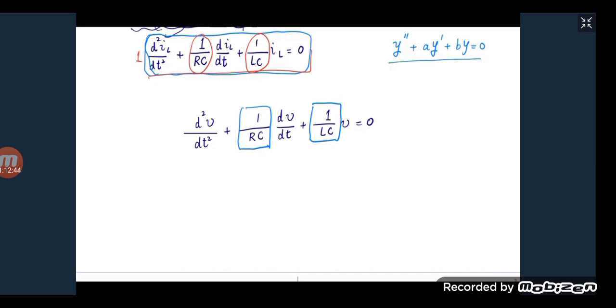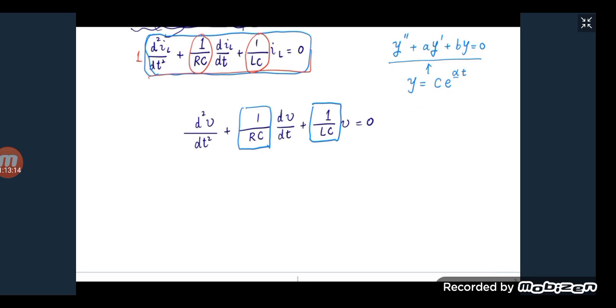How can we solve the homogeneous equation? We will assume that y is equal to maybe a constant times e to the alpha t, or gamma, anything is okay. And we insert it into this equation, and finally we can find it.